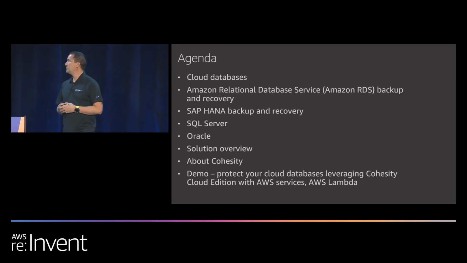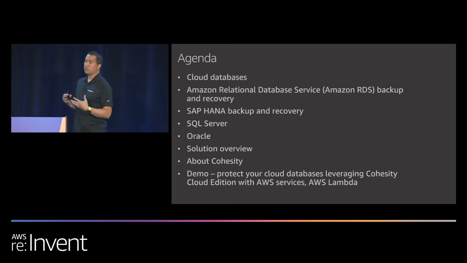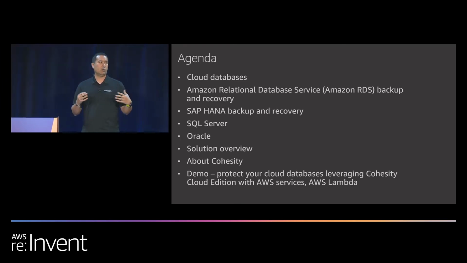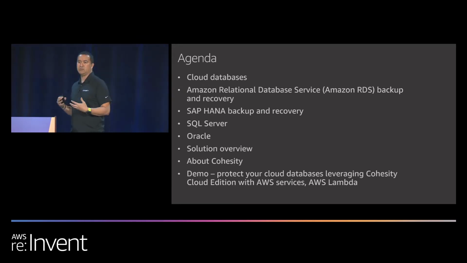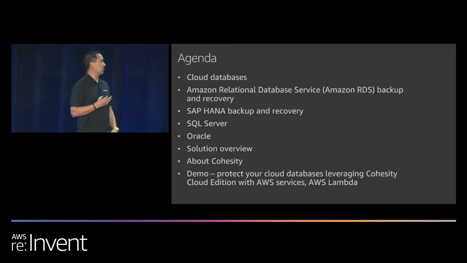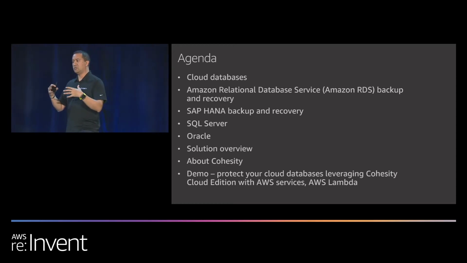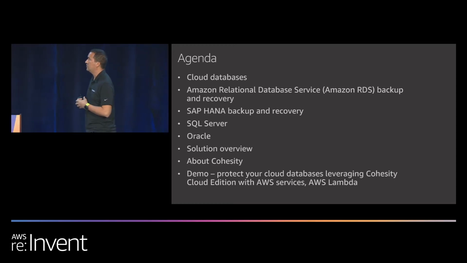RDS, Amazon Relational Databases: how to back up and recover it, what's built in, what isn't, and what you're going to do to protect that data. SAP HANA: we're seeing more and more customers leverage the cloud because now they have the capabilities to run it in an EC2 instance, scale it, and have that simplification, and how you can protect that. Then also the traditional, where customers still want to do it in IaaS, SQL Server and Oracle running in the cloud, how to protect that, and then a solution overview of what Cohesity can do for you.